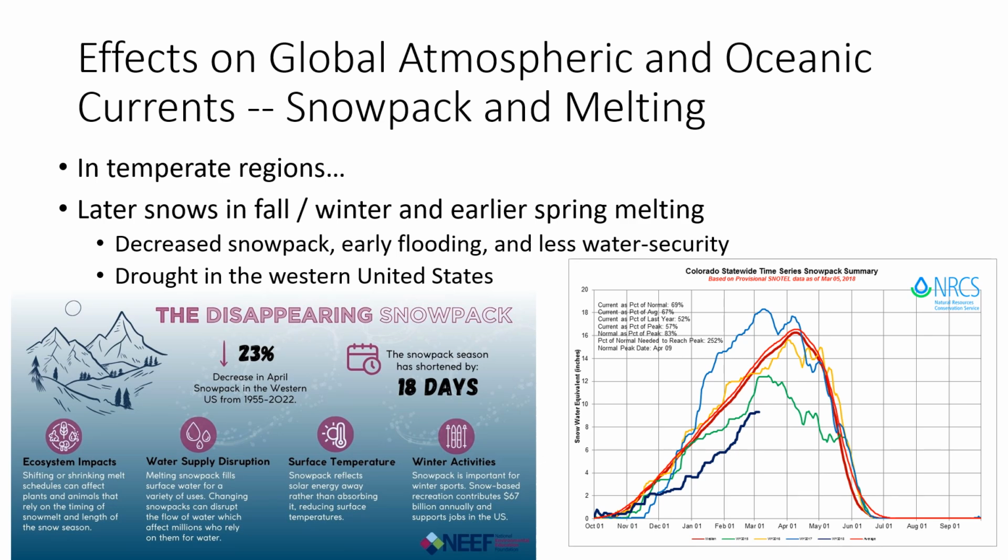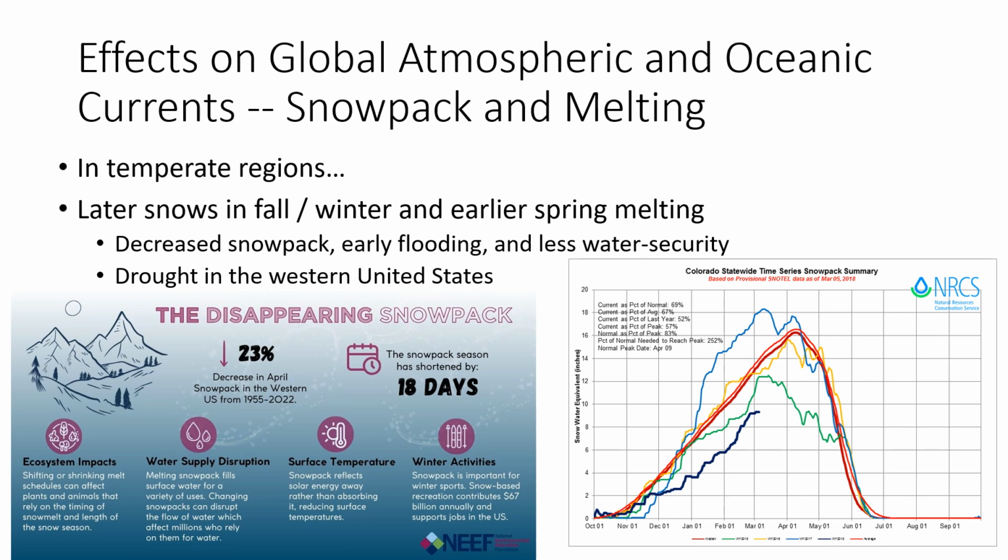As the planet warms and as the temperate regions warm, what we're seeing is that the first snowfall is occurring later in the autumn. So we have later snows in the autumn and the winter, and we also have earlier spring melting. The last snow of the season is typically earlier in the spring or the late winter, and we're seeing the melting starting earlier in the spring or winter. And those two combined are decreasing our snowpack.